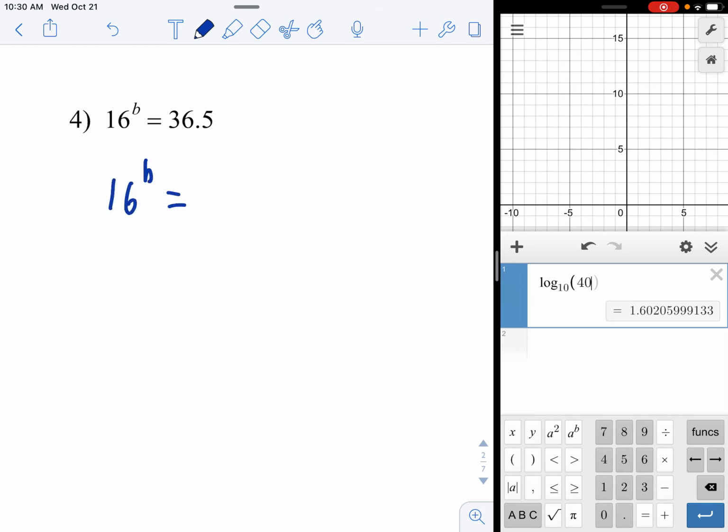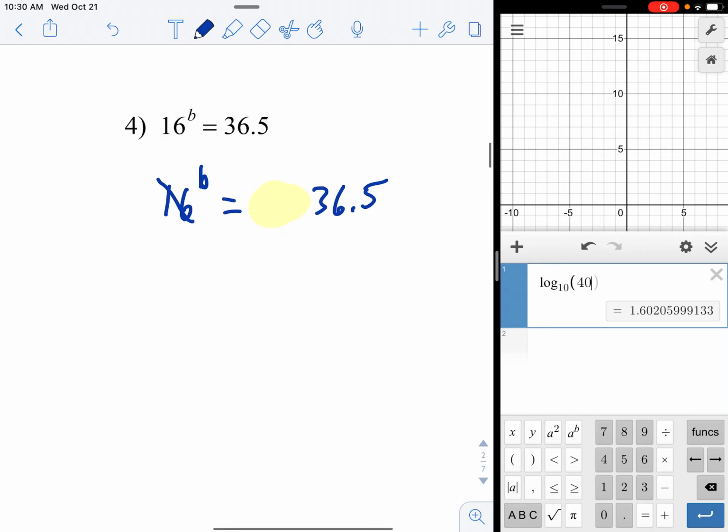16 to the b equals 36.05. So I just rewrote the problem with a space here. What is up with that space? Well, I need to cancel out that 16 in order to isolate my variable. What does it take to cancel out a base? It takes a logarithm. What type of logarithm?